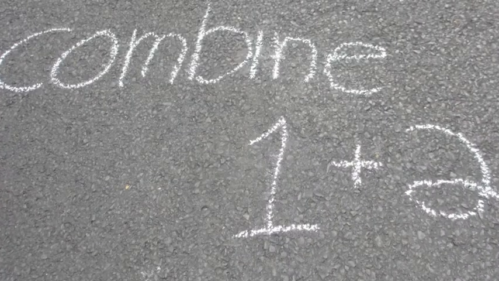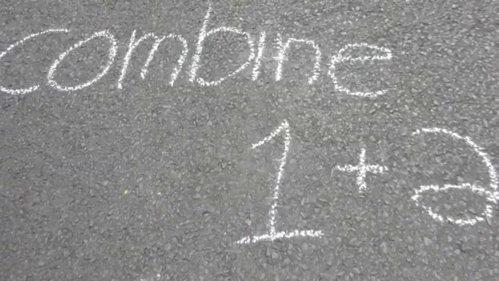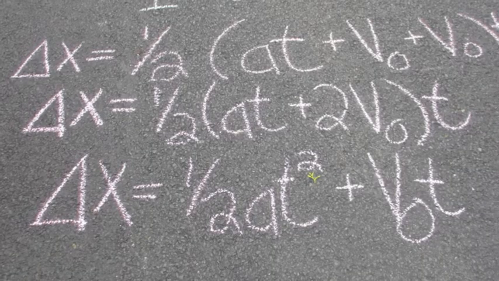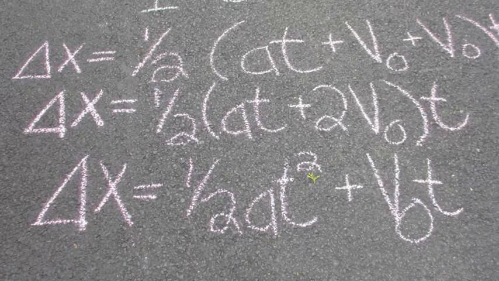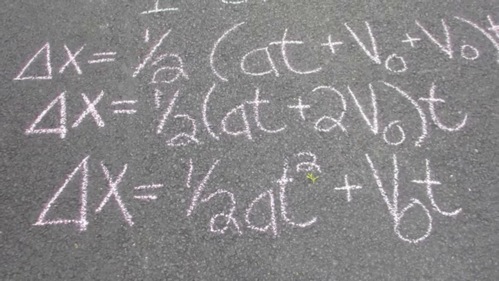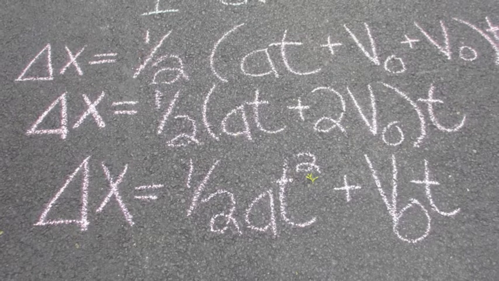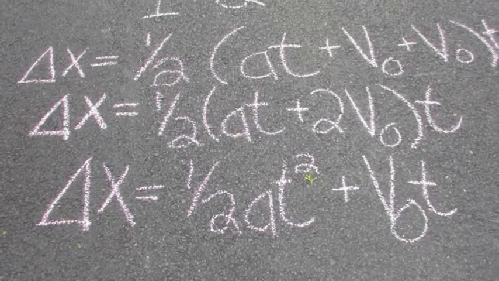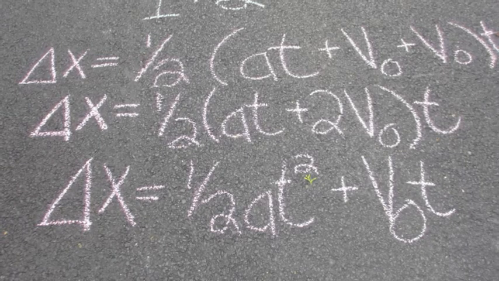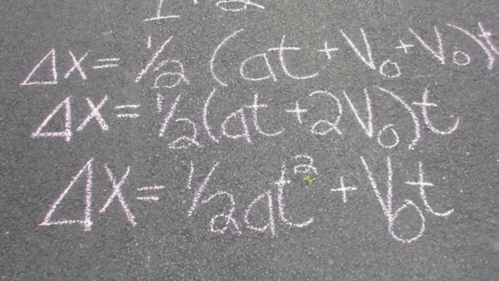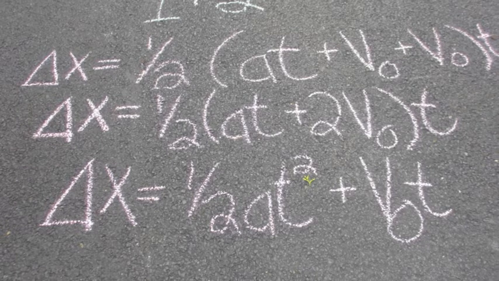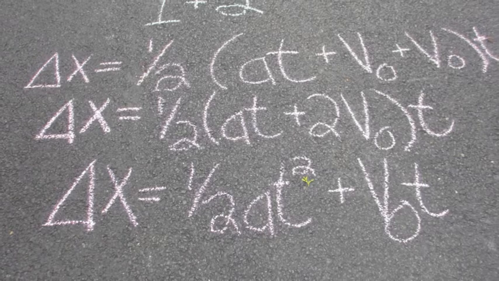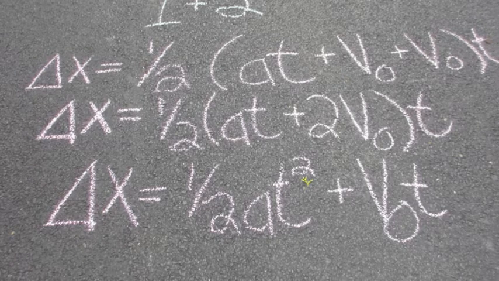Now you're going to combine your first and second kinematic equations. Starting with the equation, change of x equals 1/2 times the quantity of at plus initial velocity times t, we can now add like terms to get change of position equals 1/2 the quantity of at plus 2v0 times t. Then we can distribute the 1/2 and t to get the final equation of change of position equals 1/2 acceleration times time squared plus initial velocity times time.